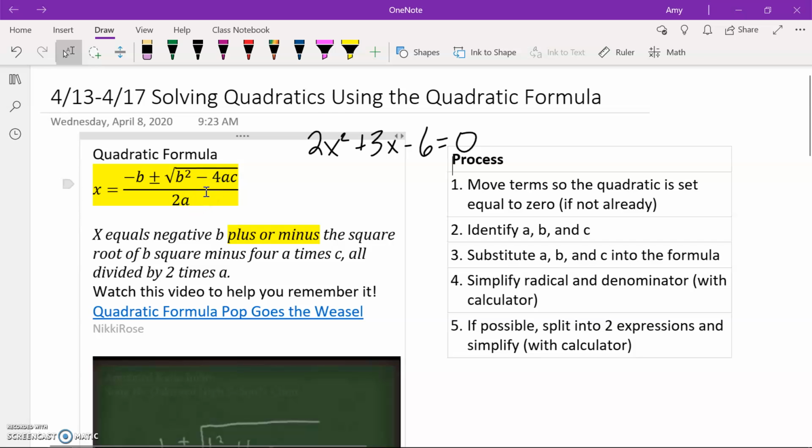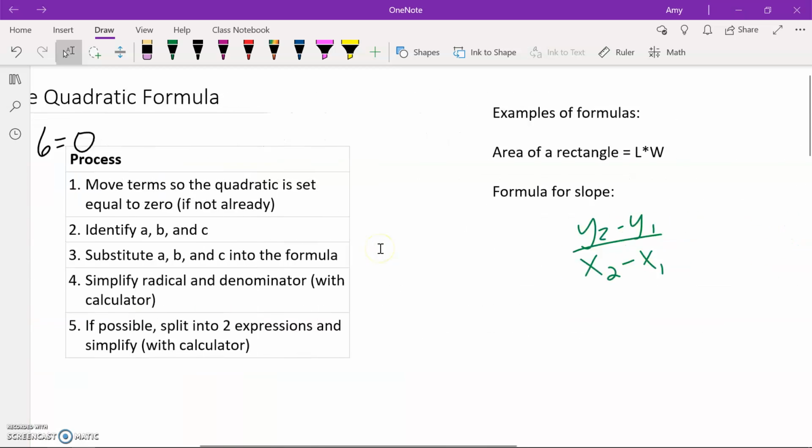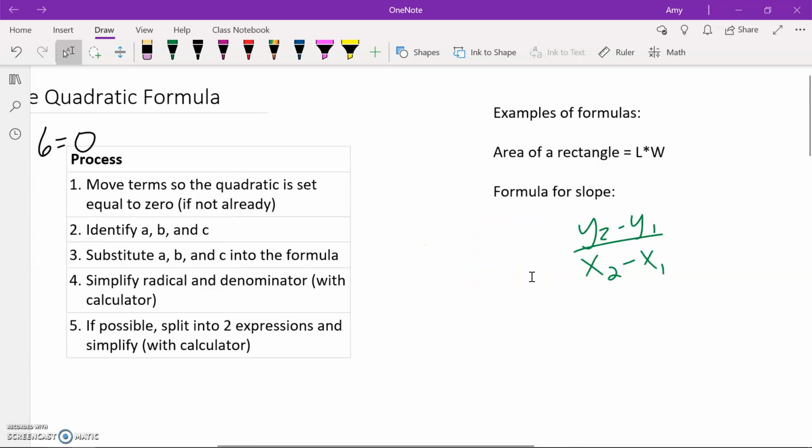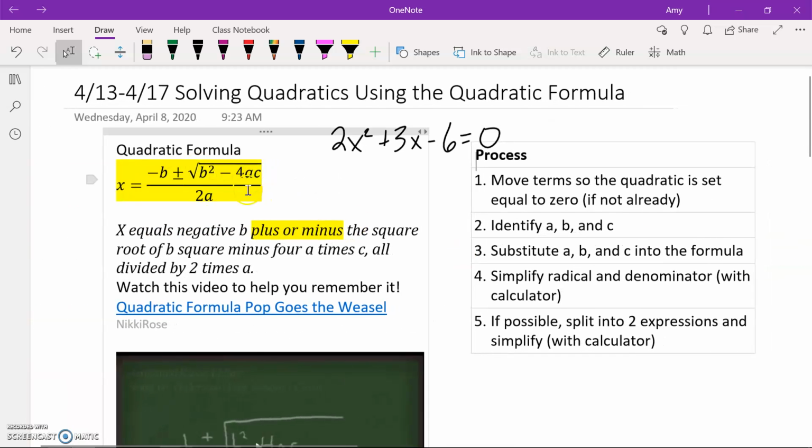After we substitute it into the formula, we just have to simplify, simplify, simplify. Just like when we would have slope and then simplify the top and simplify the bottom and then see if we could simplify the whole fraction, we're going to do the same thing here. We start by simplifying that radical if we can, we simplify the denominator if we can, and then if it's possible, we'll split it into two expressions and simplify again. I'm going to show you an example where we can do that and an example where we leave it in this slightly more complex form.